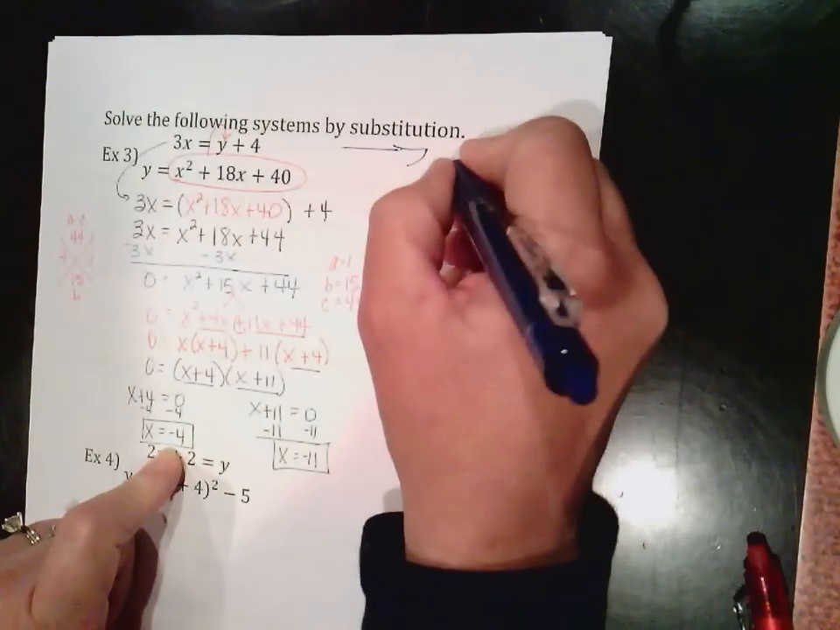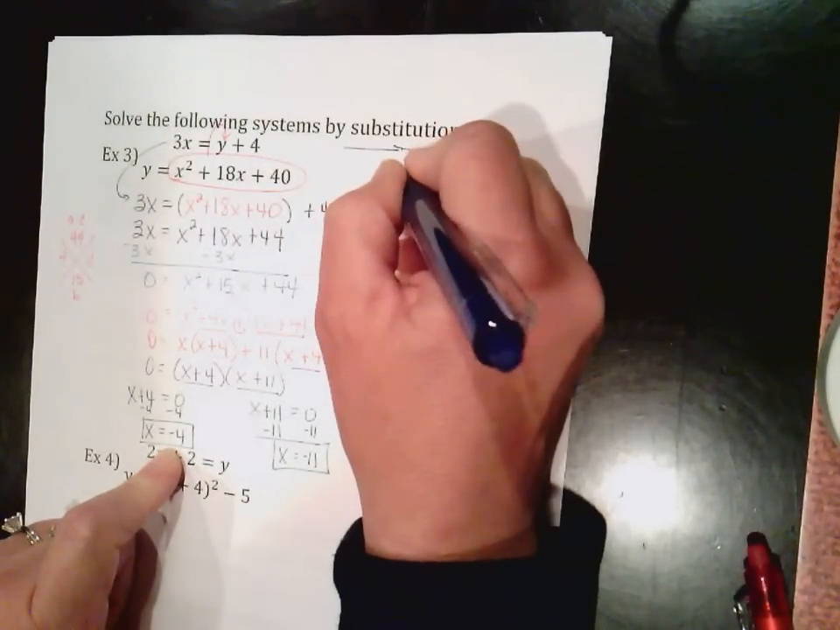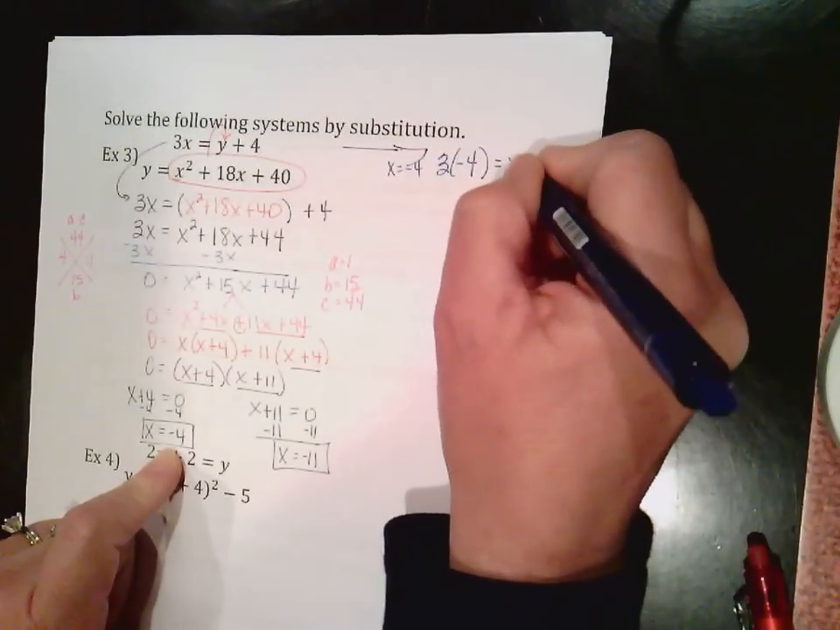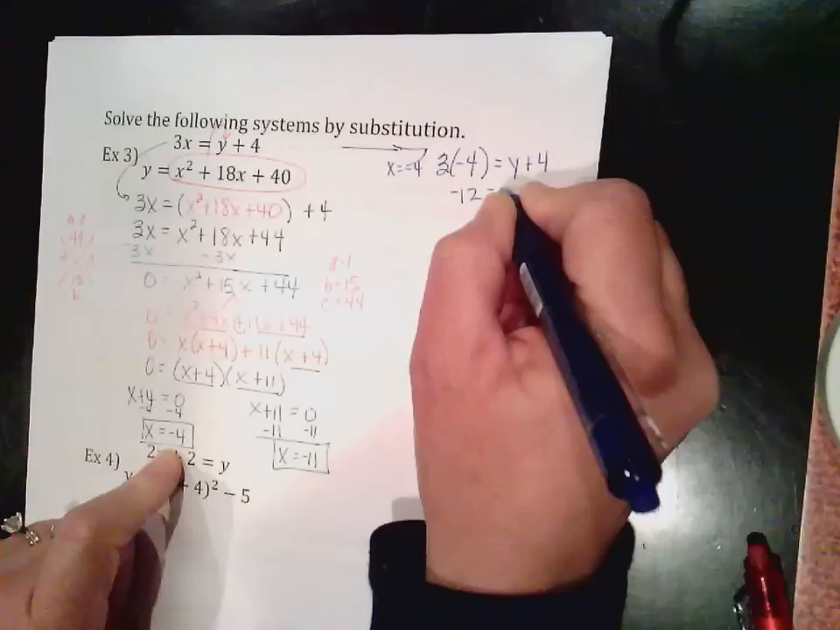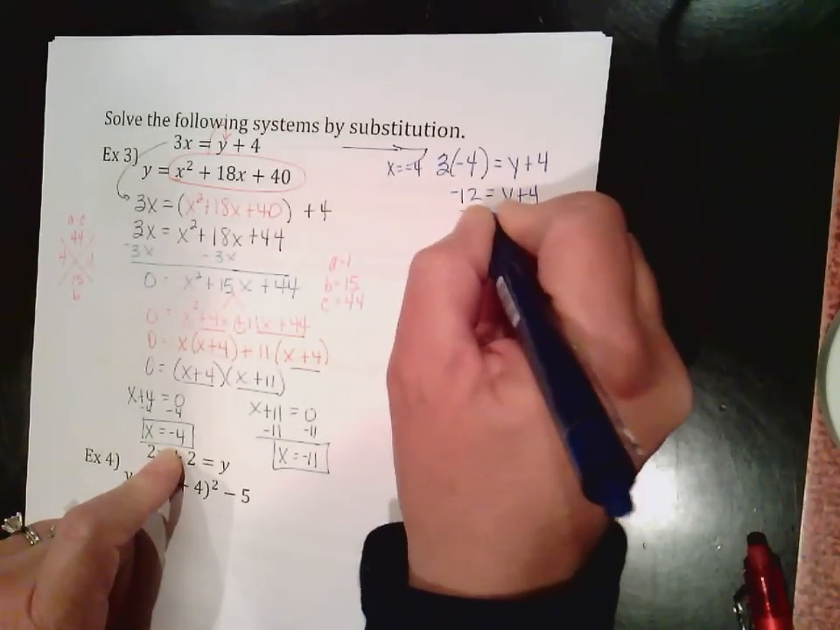So I'm going to use first 3 times, when x is negative 4, 3 times negative 4 equals y plus 4. 3 times negative 4 is negative 12. I'm trying to get y by itself. Subtract 4 from both sides.